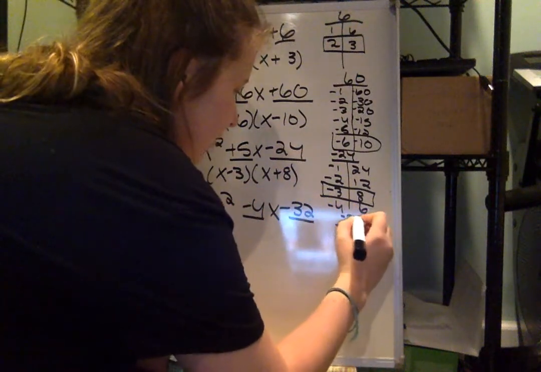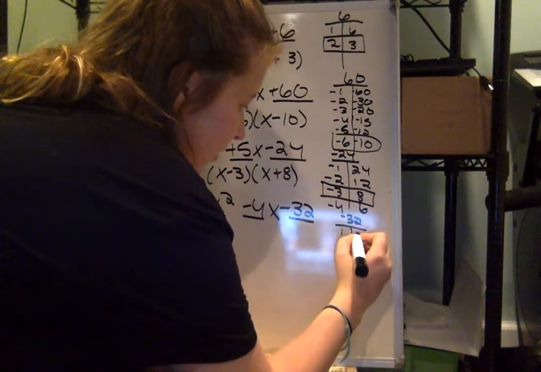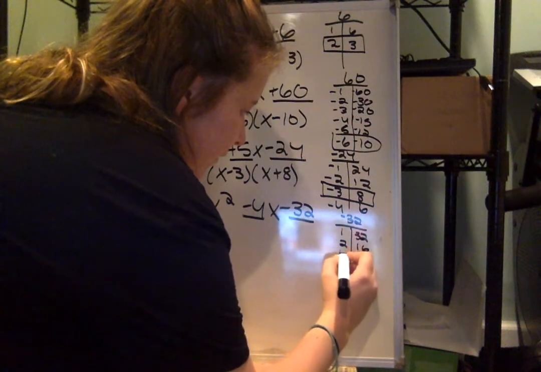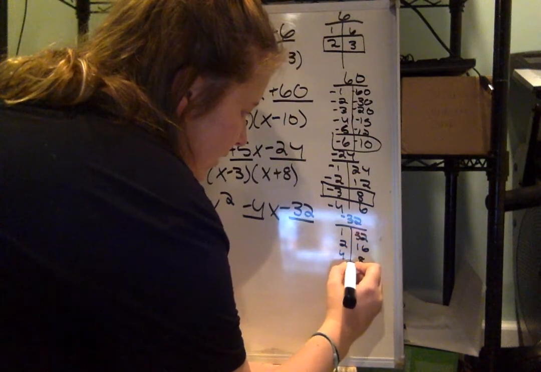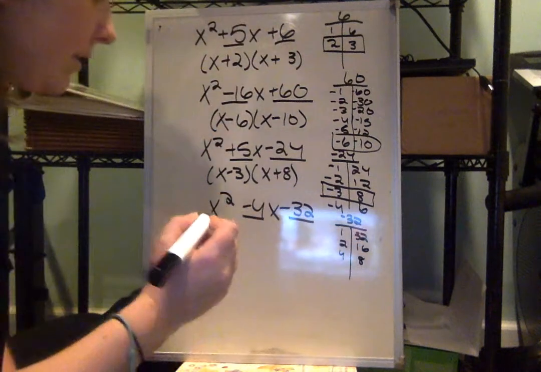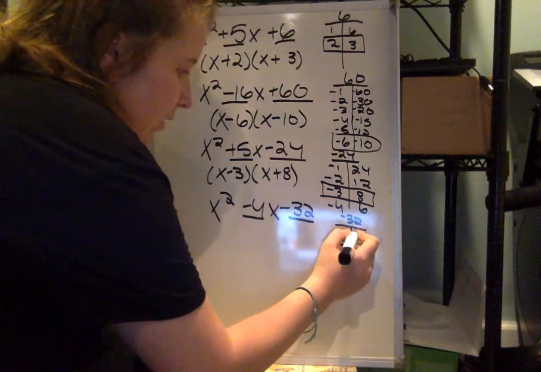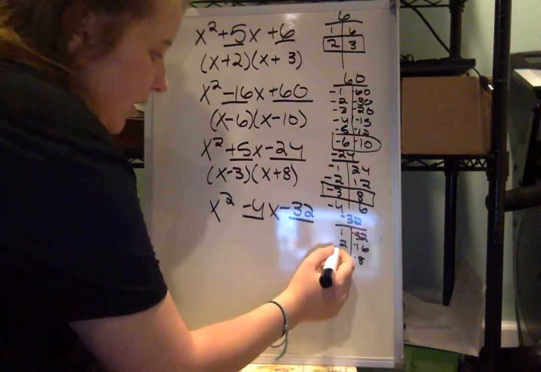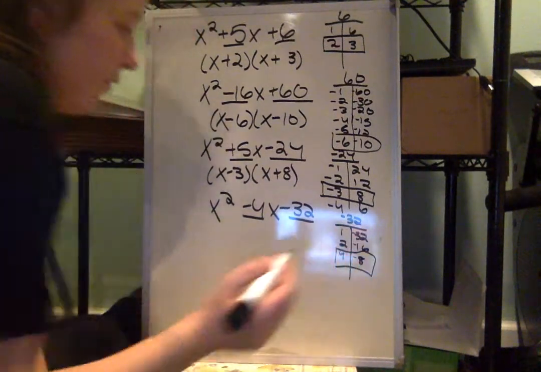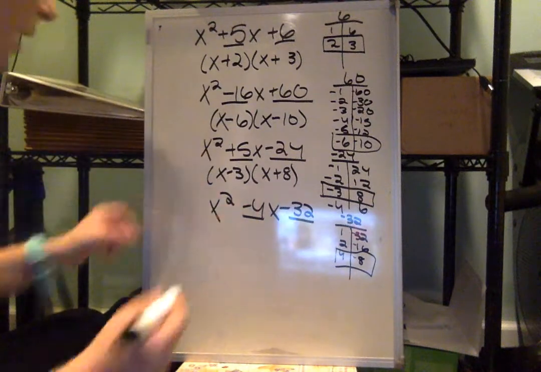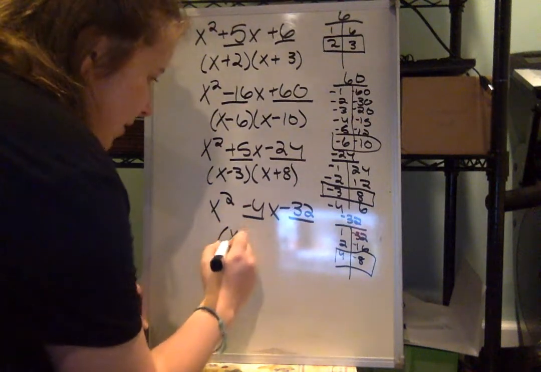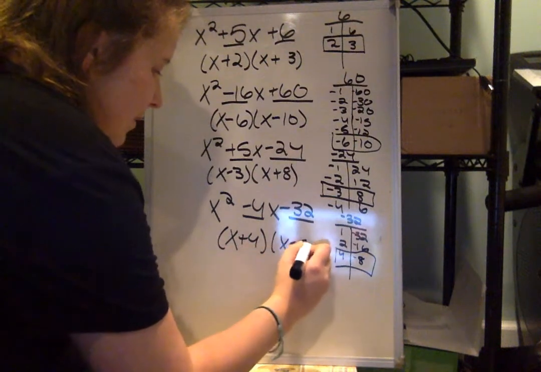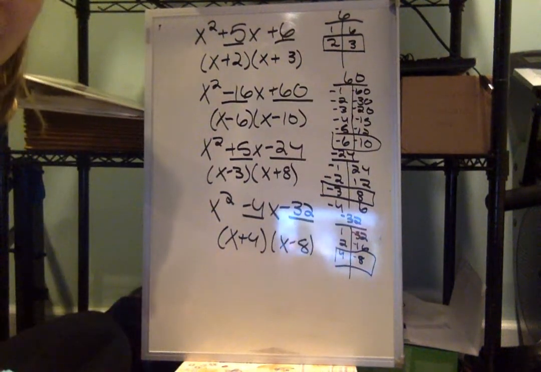So we're looking for negative 32, 1 and 32, 2 and 16, 4 and 8. I think that's it. And like I said, the larger one is negative. When added together, this 4 and negative 8 will add to give us negative 4. So our factored form is x plus 4, x minus 8. And that's factoring.